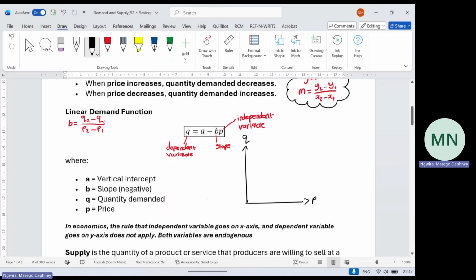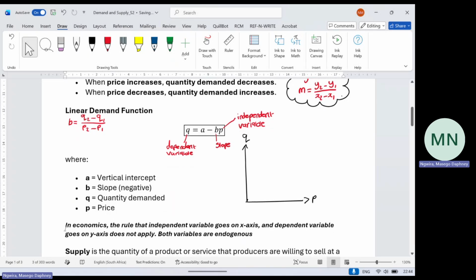And then you'll notice that here it says that in economics, the rule that the independent variable goes on the x-axis and the dependent variable goes on the y-axis does not apply. Both variables are endogenous. So here we can also have P and then the Q can be here. They can swap. So don't be surprised when you see P on the y-axis. Okay.